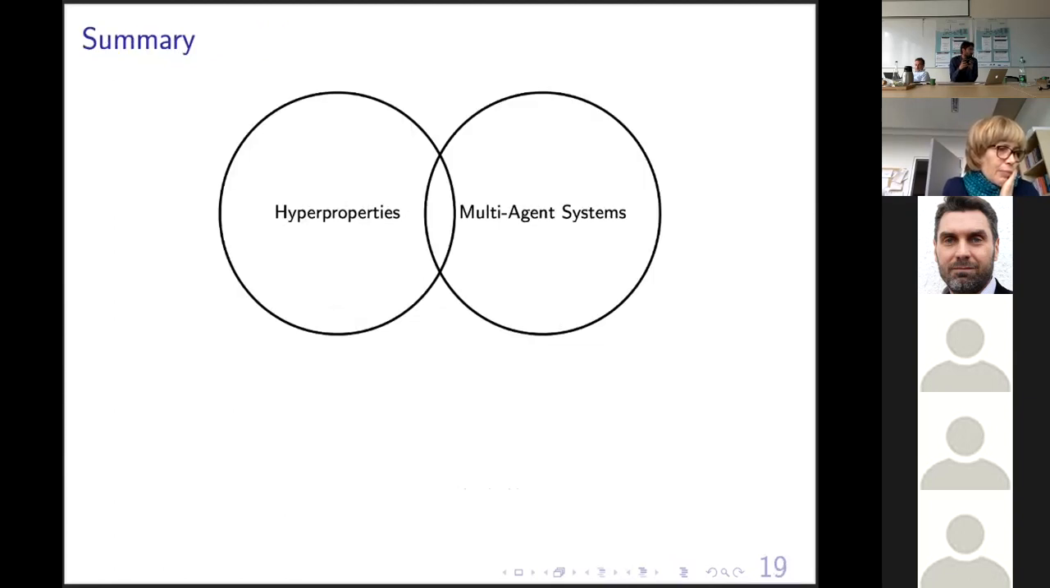Okay, so let's summarize. We started off wanting to reason about hyperproperties in multi-agent systems. None of the existing hyperlogics could do that, so what we've introduced in this paper is this new logic, Hyper LTL star, which can do just that. It can express meaningful and interesting hyperproperties on multi-agent systems.